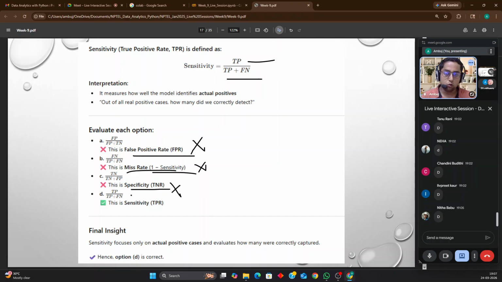True positive divided by true positive plus false negative, that is sensitivity. Sensitivity focuses on actual positive cases. It evaluates how many are correctly captured. Option D is 100% correct.